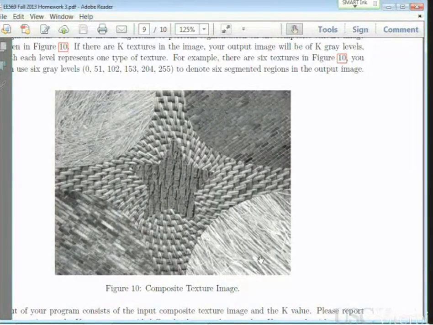Texture has a statistical property. It's not exactly the same, but somehow people feel they are the same. So what makes people feel it's the same? That's the secret. That's why feature extraction is so difficult. People tried many ideas. But the Laws filter, there's a name for that. Usually, Laws' method is a microstructure method.